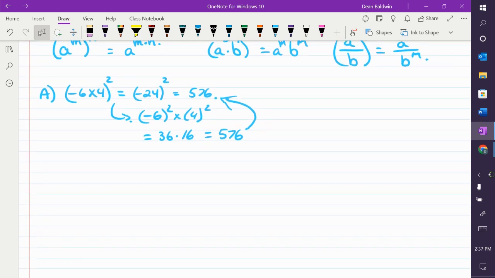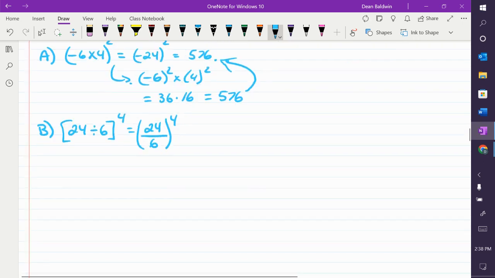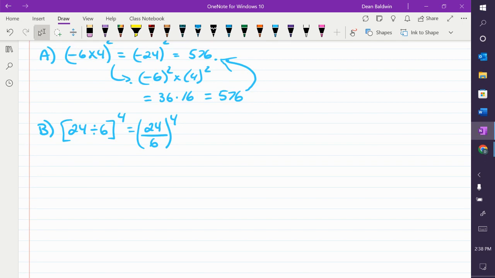What if we have, we'll just do a division one here. B. 24 divided by 6, all to the 4th power. That can also be written this way. Those mean the exact same thing. Division is the same as writing it as one over the other. Now, what's one way to do it?